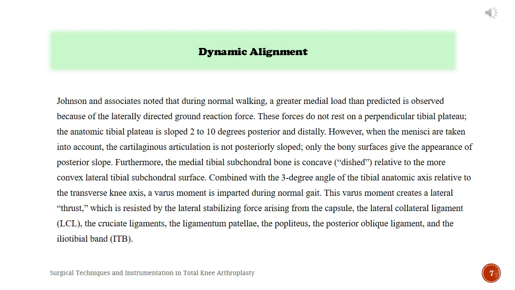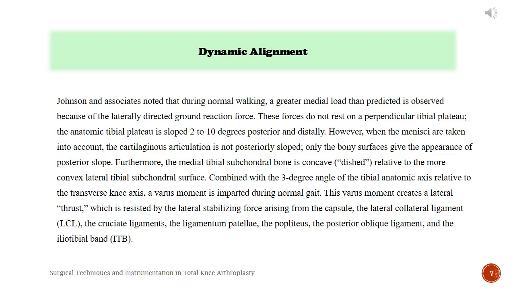Dynamic alignment. Johnson and Associates noted that during normal walking, a greater medial load than predicted is observed because of the laterally directed ground reaction force. These forces do not rest on a perpendicular tibial plateau. The anatomic tibial plateau is sloped 2 to 10 degrees posterior and distally. However, when the menisci are taken into account, the cartilaginous articulation is not posteriorly sloped, only the bony surfaces give the appearance of posterior slope. Furthermore, the medial tibial subchondral bone is concave, dished, relative to the more convex lateral tibial subchondral surface.